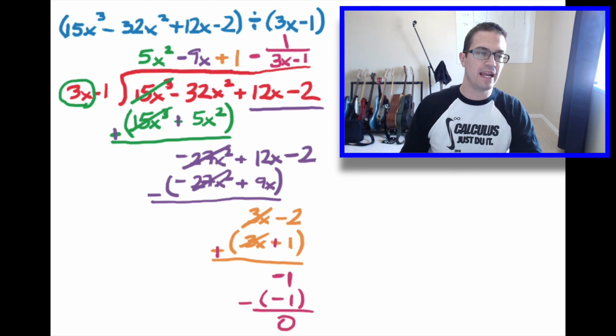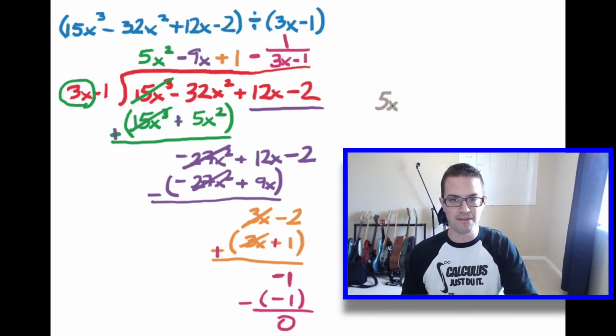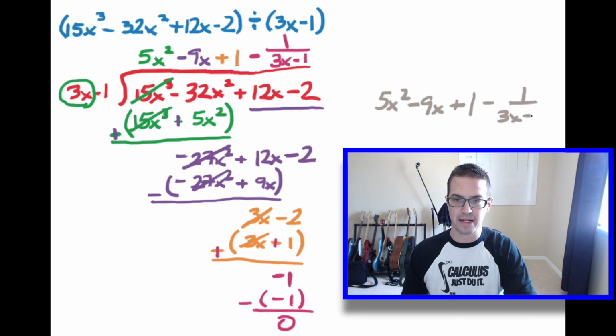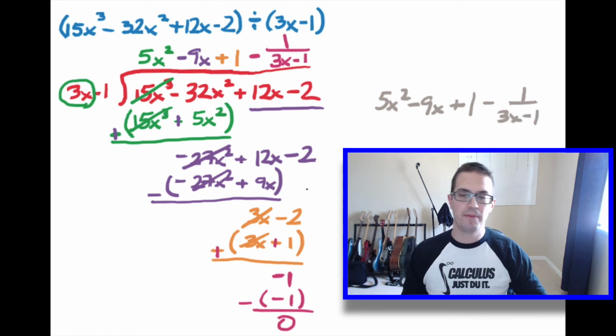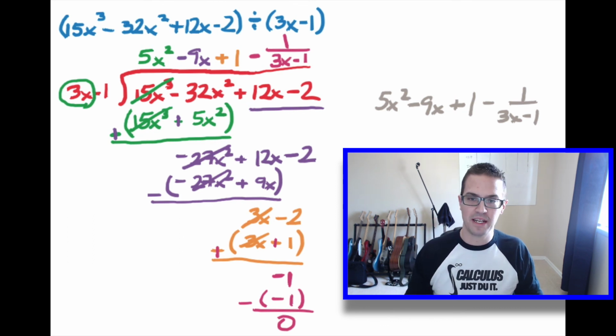The main point of this whole thing is that now you've basically found the answer right here for this top part. It's going to be 5x squared minus 9x plus 1 minus 1 over 3x minus 1. So that's how you divide polynomials using long division, and you're finding that simplified answer, which is right here. It just represents this top part.